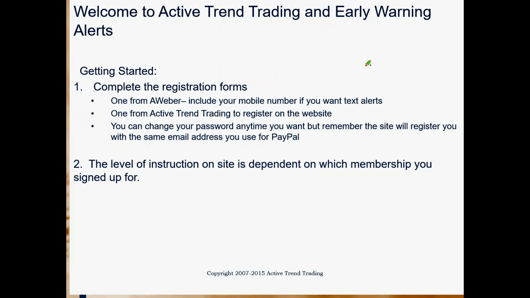The first registration form is from AWeber. AWeber is an application that sends out all of our email alerts for the system, and also sends out our market updates and also the trader reports. It only asks for a couple of pieces of information: your name, your email, and your mobile number.